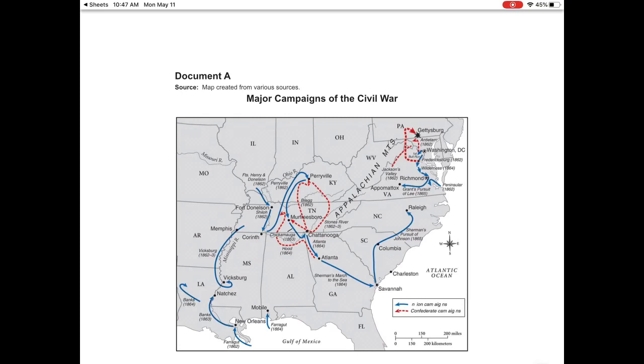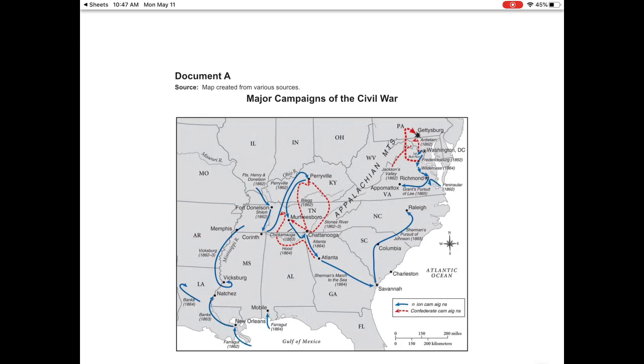I'm looking at document A. Document A is way more important than it looks. It's like there's not much here. Why do I care about this? Well, it speaks to the larger impact of the other battles of the Civil War and why Gettysburg played such an important part. So if you look down at the bottom left corner of this map, you can see Vicksburg.